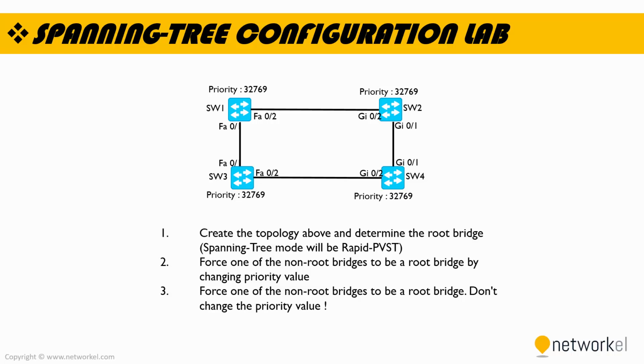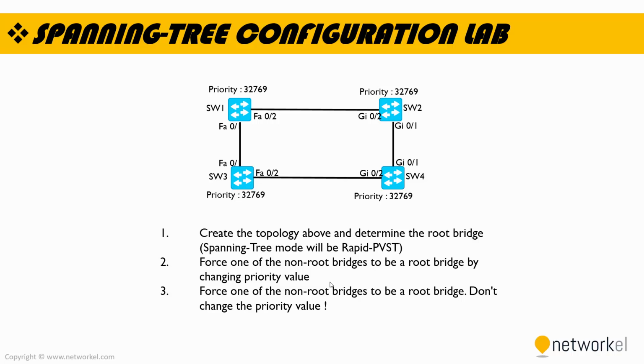We have a topology. We have four switches connected to each other. In the first step, we need to create the topology above and determine the root bridge. The question says that the spanning tree mode will be rapid PVST. Second, force one of the non-root bridges to be a root bridge by changing the priority value. And the last step is to force one of the non-root bridges to be a root bridge, but don't change the priority value. Okay, let's go ahead with the first step.